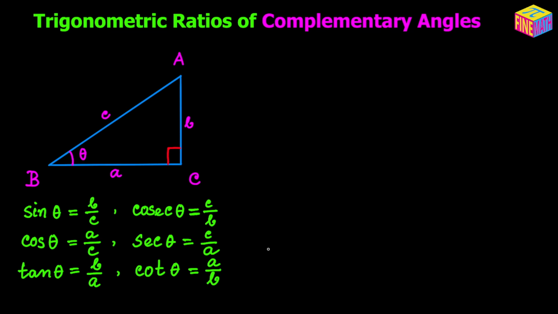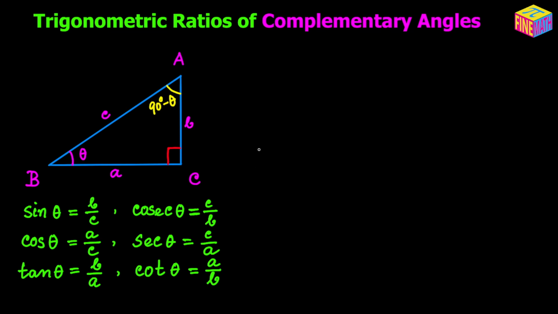Right? Now, if we talk about the trigonometric ratios for this other angle, which is angle A, this angle A is nothing but 90 degree minus theta, because the total angle in a triangle is 180 degree. One of them is the right angle, which is 90 degree. So you are left with another 90 degree between theta and the other angle. So the other angle would definitely be 90 degree minus theta.